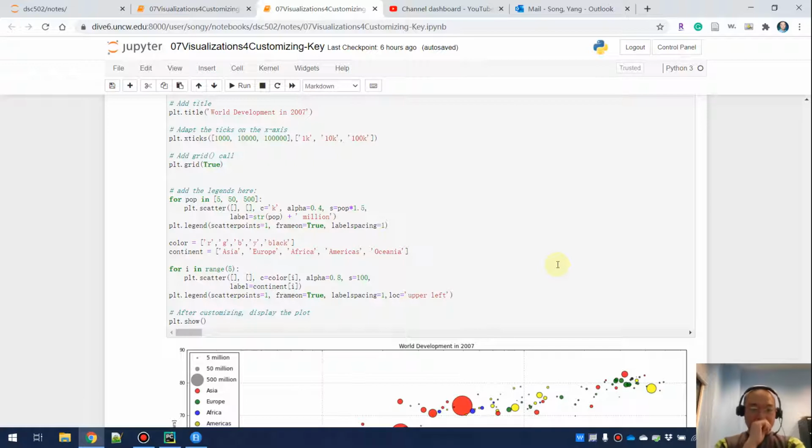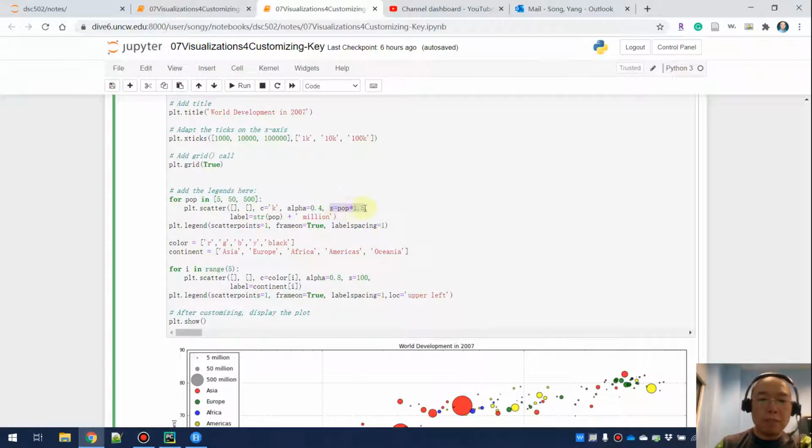Okay, and this is my solution. Okay, and for the size of the bubbles, here is the thing you want to remember. No matter if it is 5 or 50 or 500, you want to increase that also by 50%. Because we did that for the size of the bubbles as a population, and then we should do that too, just to be consistent.